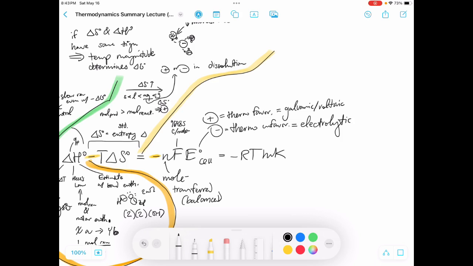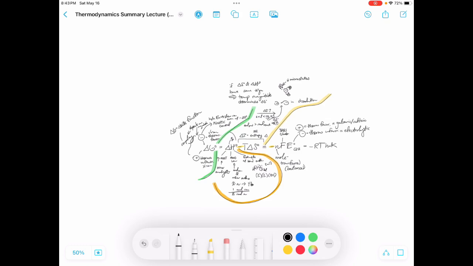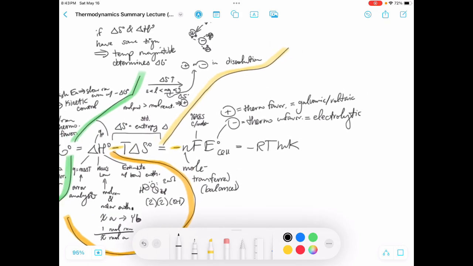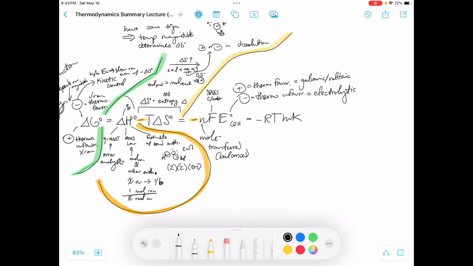So what you can tell about the cells from these names is that if it's galvanic, you can measure the volts with a voltmeter. But if it's electrolytic, you need to provide the power in order to make that process spontaneous. Because originally, because the delta G naught is positive, it's not going to happen without excess energy being put in. So, that's a quick summary of that.